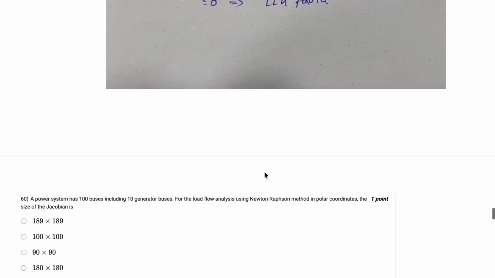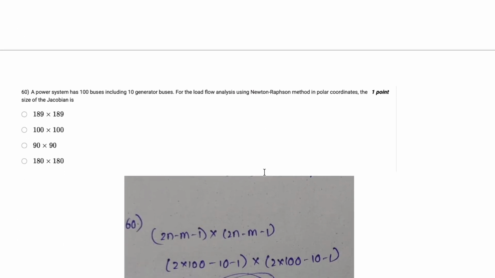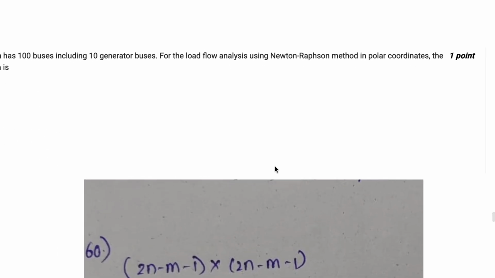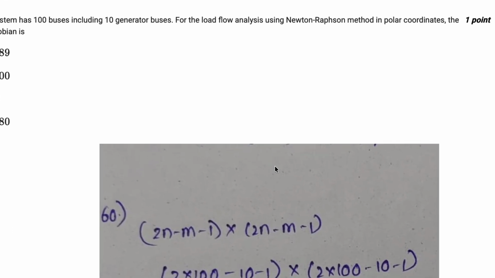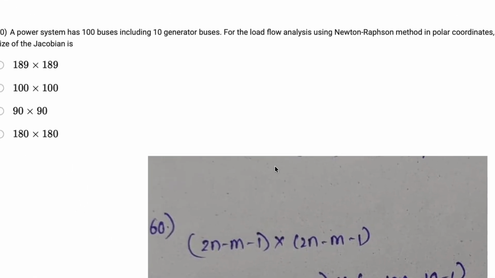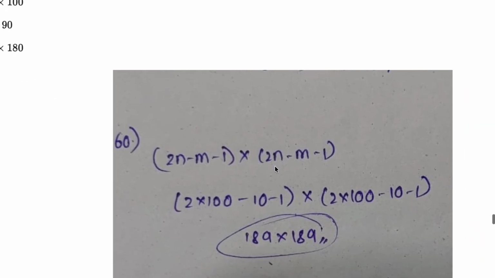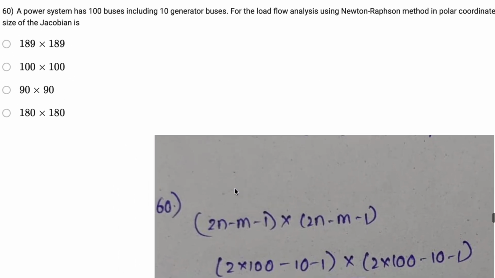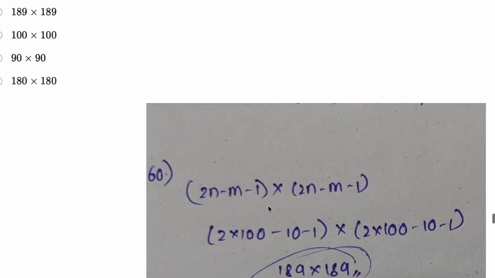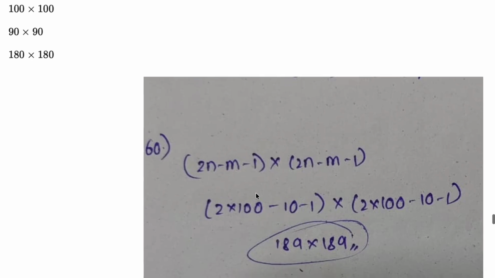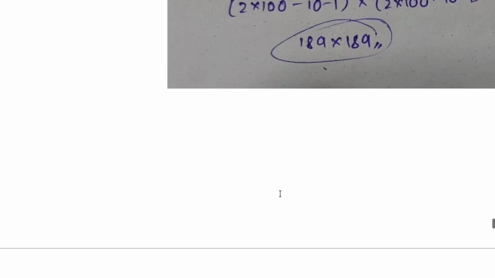Easy question. For the next question, a power system has 100 buses, including 10 generator buses. For load flow analysis using the Newton-Raphson method in polar coordinates, the Jacobian size has a simple formula: 2n minus m minus 1 cross 2n minus m minus 1. Here n is the number of buses and m is the number of generator buses, and the minus 1 is for the slack bus. So we get 189 by 189.